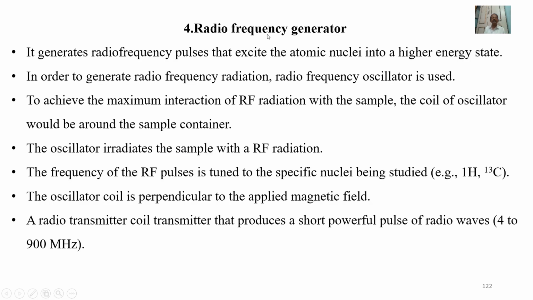Fourth one is radio frequency generator. It generates radio frequency pulses that excite the atomic nuclei into a higher energy state. In order to generate radio frequency radiation, a radio frequency oscillator is used. To achieve the maximum interaction of RF radiation with the sample, the coil of the oscillator would be around the sample container. The oscillator irradiates the sample with the RF radiation. The frequency of the RF pulse is tuned to the specific nuclei being studied. Example, proton or carbon-13. The oscillator coil is perpendicular to the applied magnetic field.